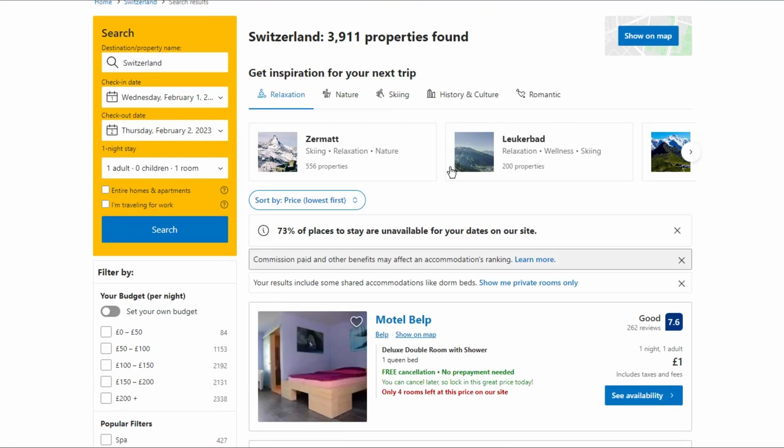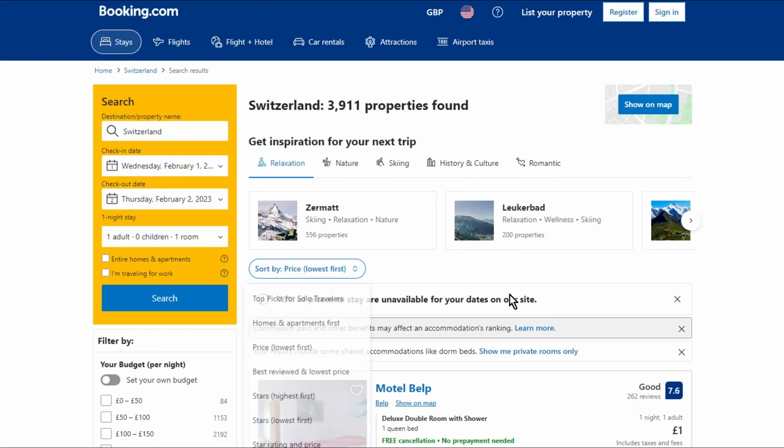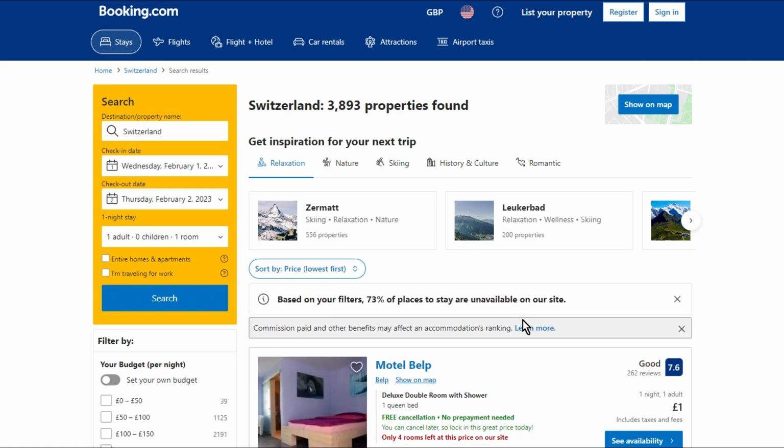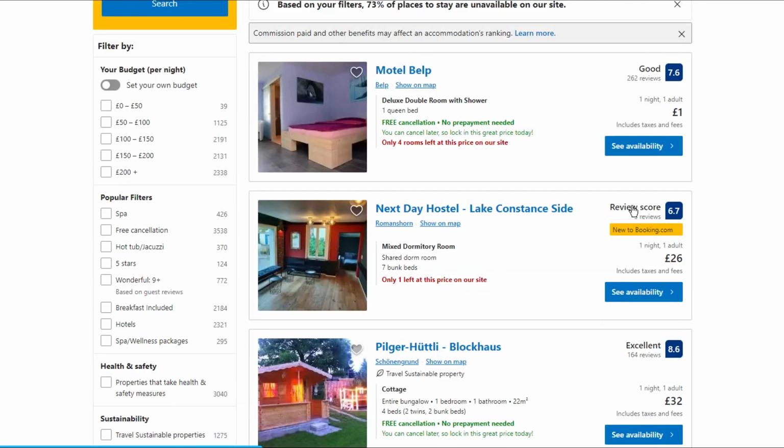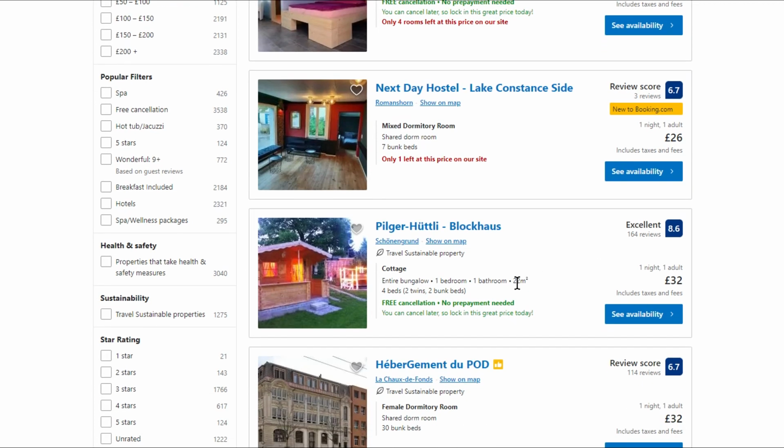Fucking hell. What do you think is the cheapest private room in Switzerland? Have a guess. It's going to be a lot. It's still showing some dormitories. Cottage, £32. I'm actually surprised.